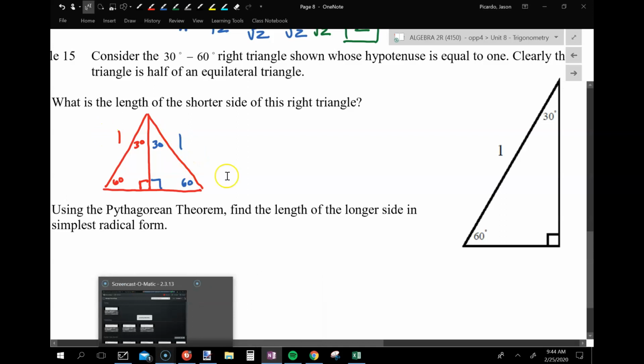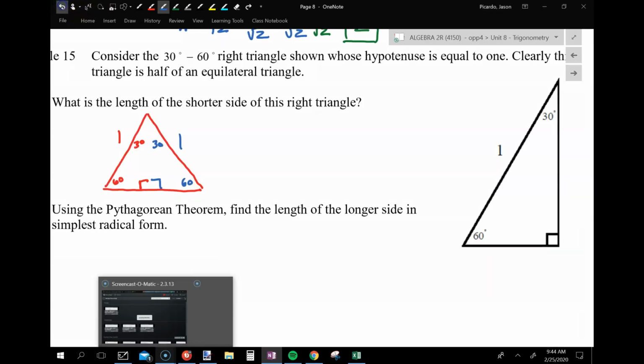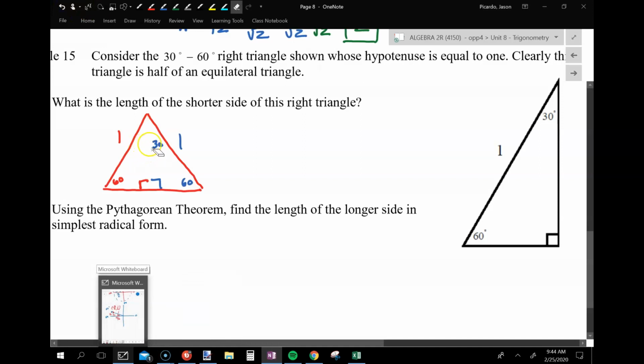Okay, now check this out, guys. These two angles put together make it what? 60, right? So if I was to get rid of this, these would now be a 60-degree angle, right? So what kind of triangle would this be? Equilateral, right? Which means all the angles are the same and all the sides are the same. So this whole side would be of length 1.